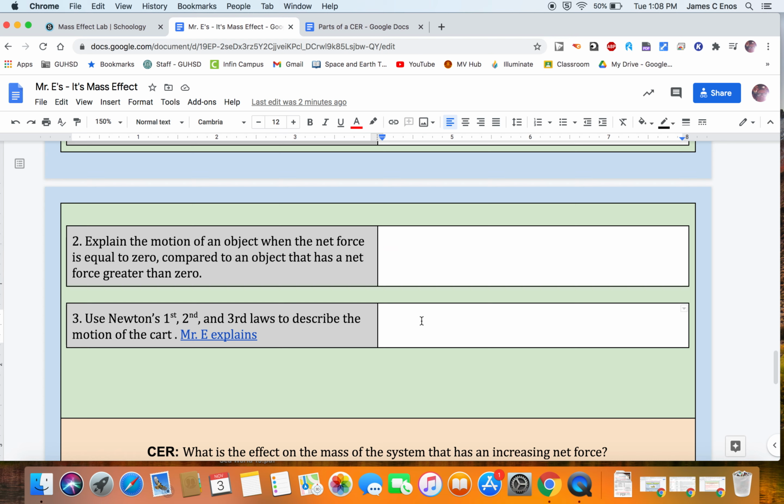And then lastly, I need for you to use Newton's first, second, and third laws in order to describe the motion of this cart. If you watch my Mr. E Explains, you can see in there how we use Newton's first, second, and third laws to describe the motion of this cart.